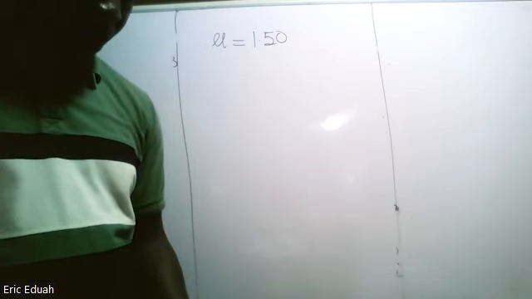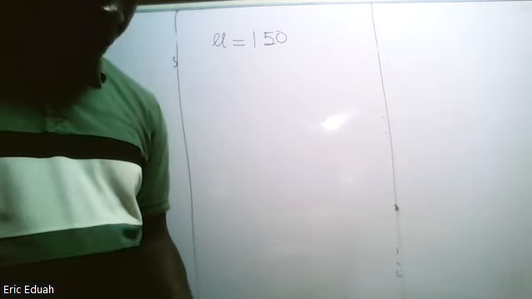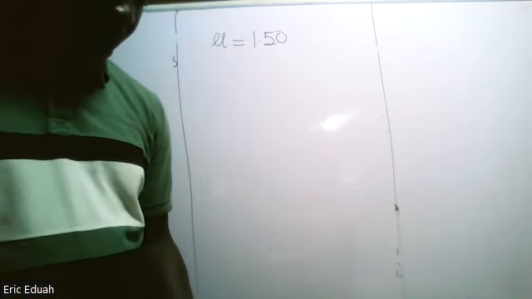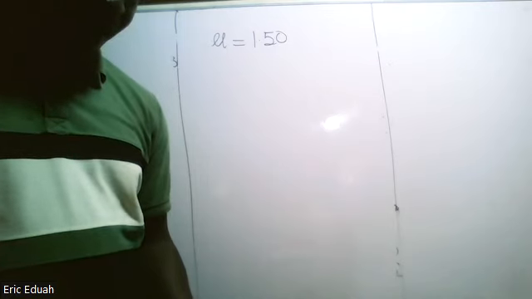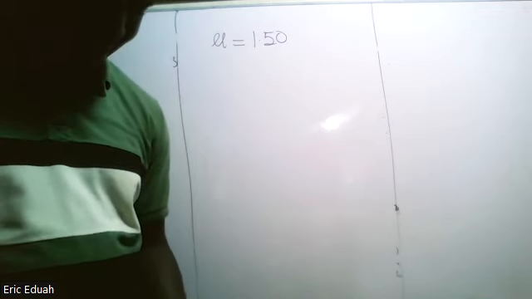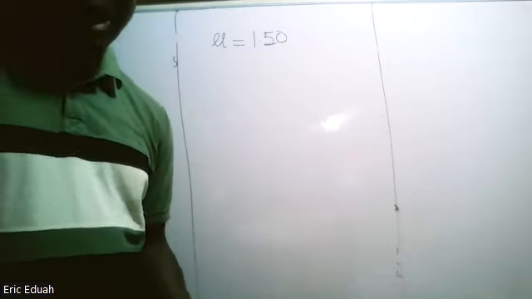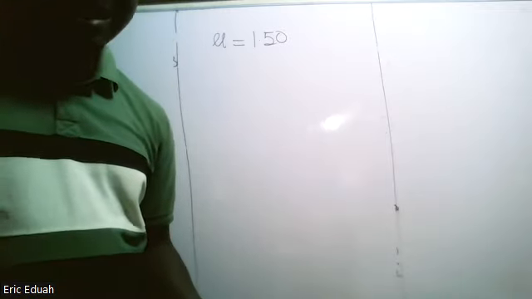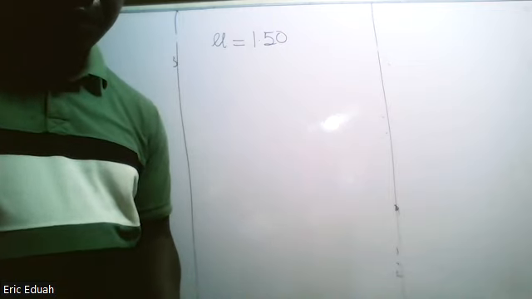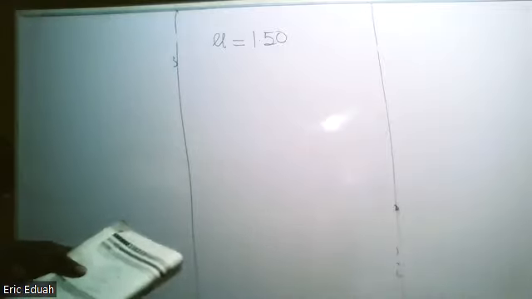What is the angle of incidence of the ray if the angle between the reflected ray and the refracted ray is 90 degrees? If the angle between the reflected and the refracted ray is 90 degrees, this is the diagram.